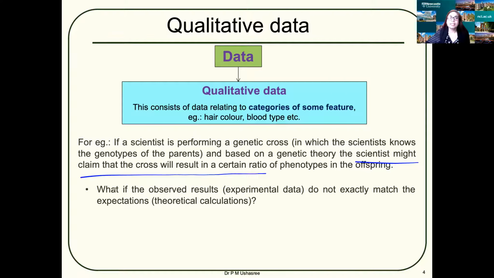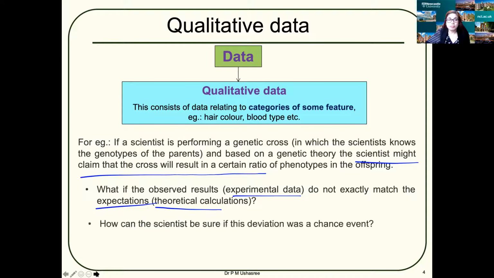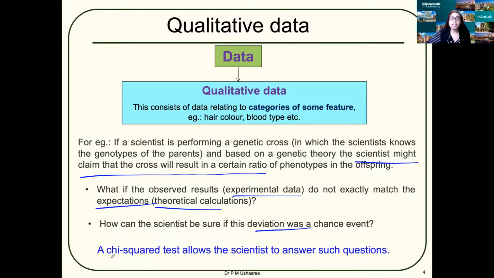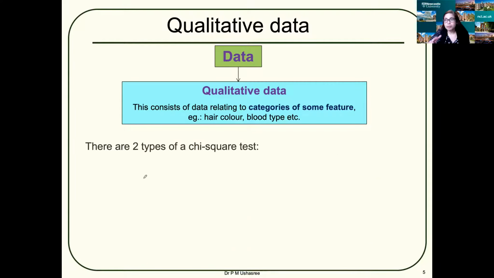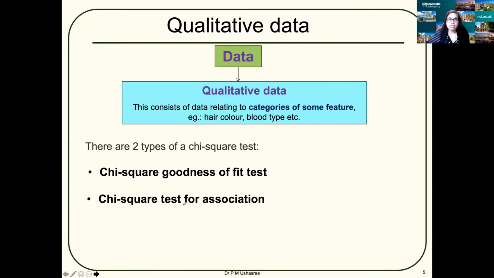That is, what if the observed, that is the experimental data, do not actually match with the theoretical calculation, that is the expected results? How can the scientist be sure this deviation is not a chance event? So these questions can be answered using a chi-squared test. There are two types of chi-squared test. One is the goodness of fit test, and the second one is the chi-squared test for association or dependency. So we're going to see this in part 1 and this in part 2.